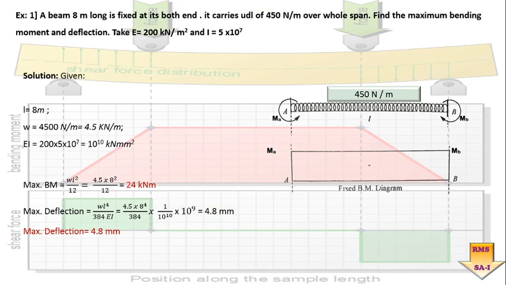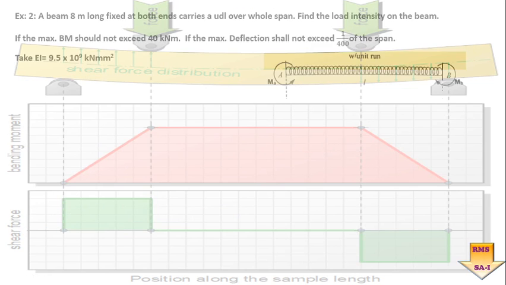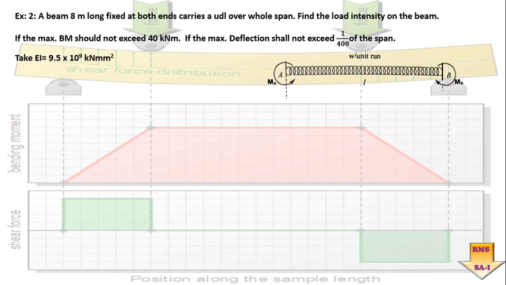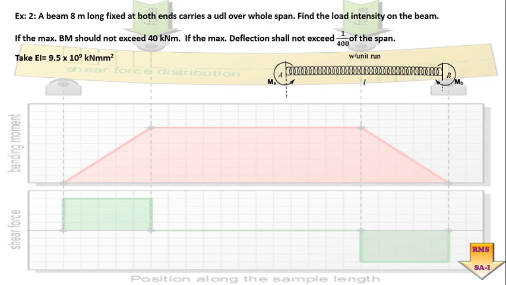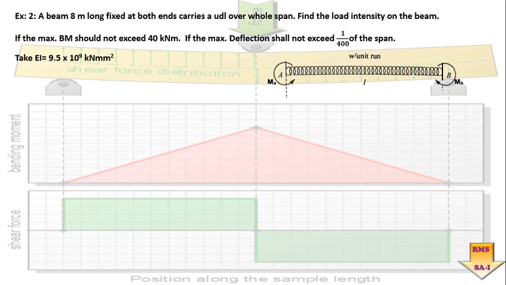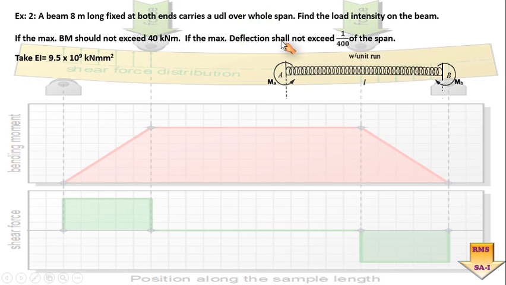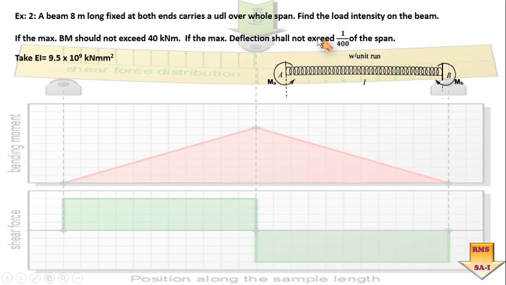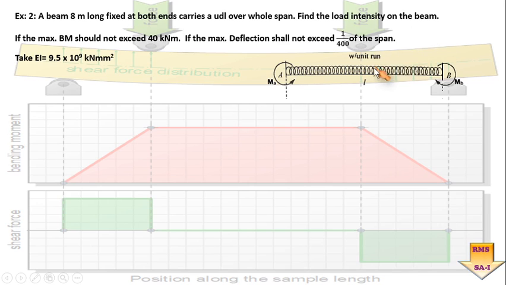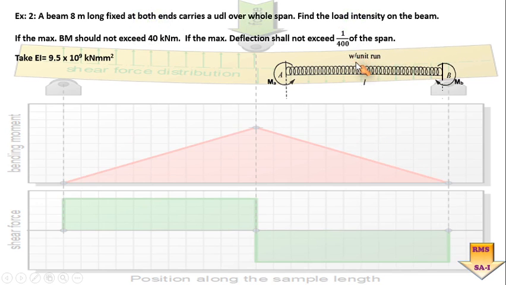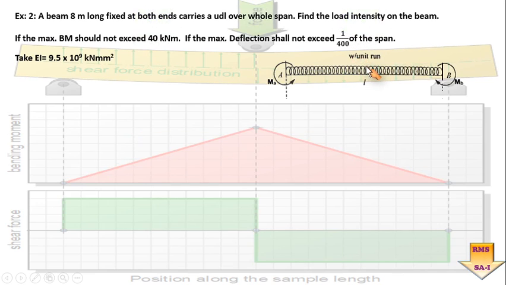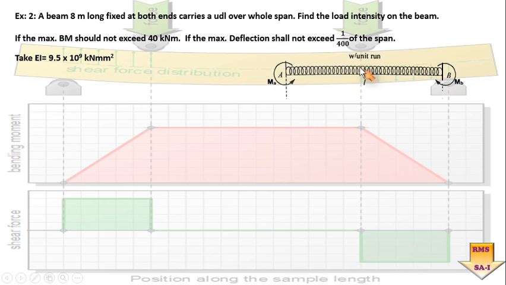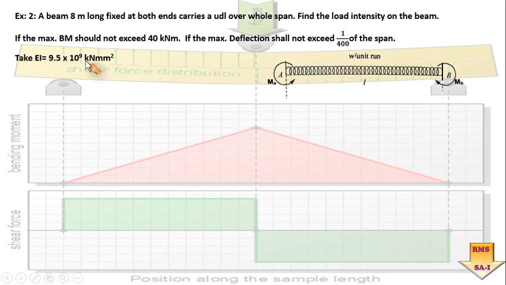Now coming to the next problem, in which again we have a fixed beam, of course, which has been loaded with a UDL throughout the length, whose length is equal to 8 meter. In this problem we are required to find out the load intensity on the beam, that is the value of W, the magnitude of the UDL imposed, as certain conditions are mentioned here.